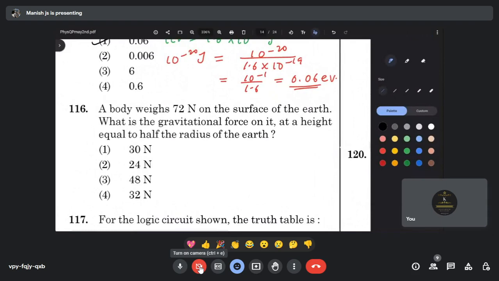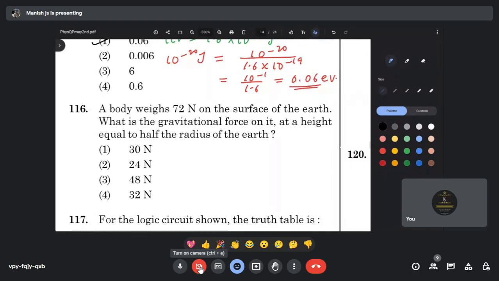Question number 116. A body weighs 72 newtons on the surface of the earth. What is the gravitational force on it at a height equal to half the radius of the earth? Again, you have to go for a relationship.